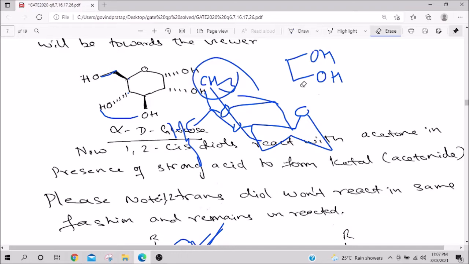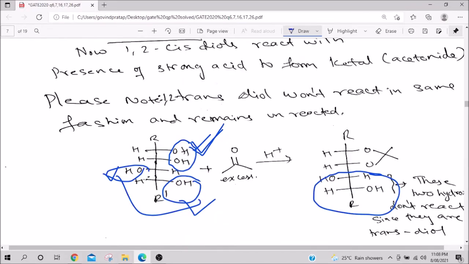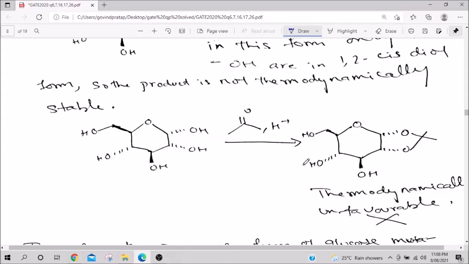So effectively what I am saying is, if the glucose remains in pyranose form, only 1 and 2 would have reacted and you would have got only one acetal formation. So this is not very favorable. If possible, it will go for 2, right? So this would have happened. This is not thermodynamically favorable.